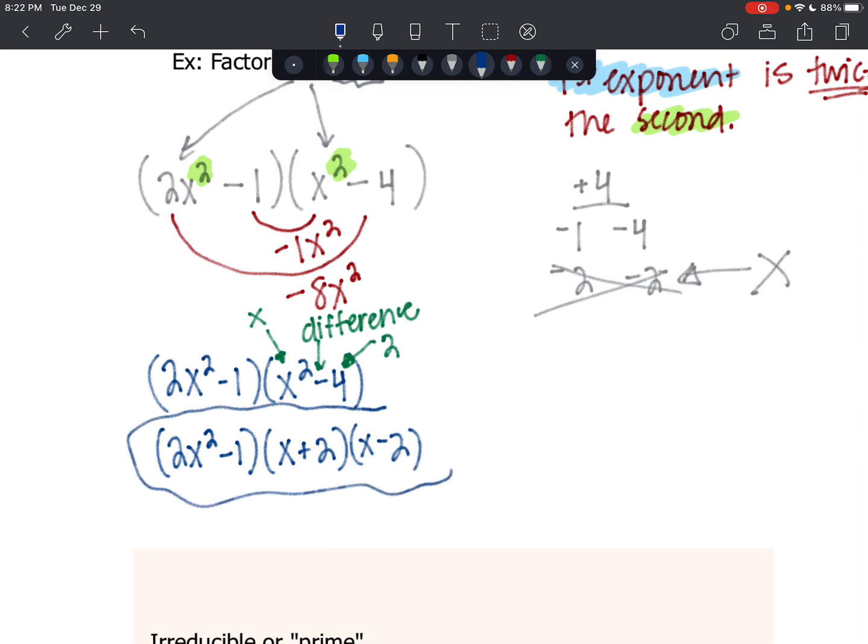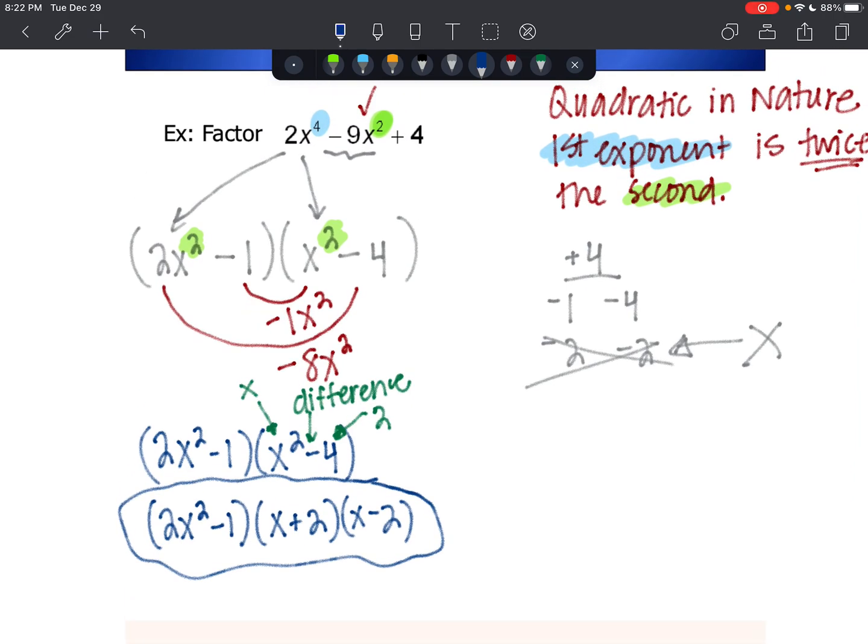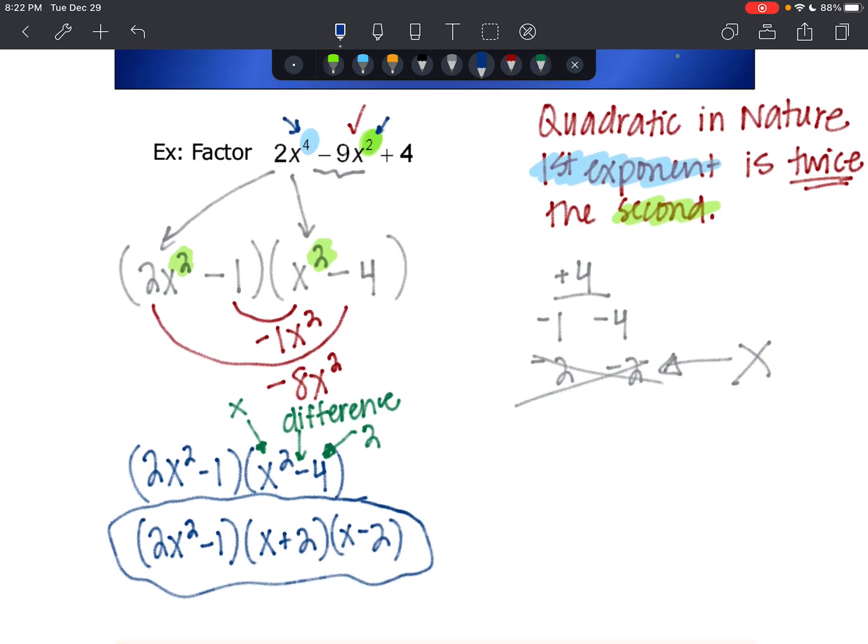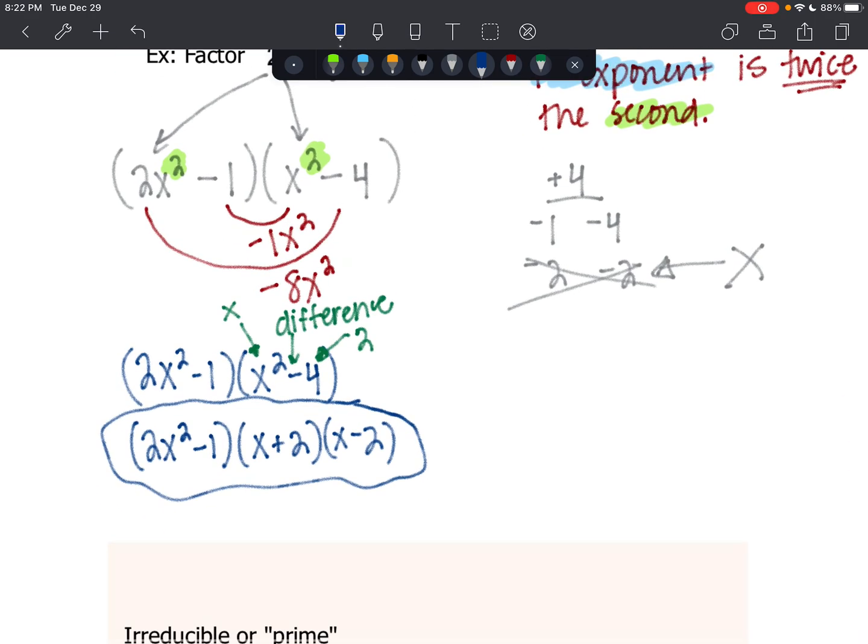So we always check to make sure that we have factored completely. You want to always check your binomials and make sure that they can't be further factored, most especially when you have higher degree, when you have this quadratic in nature going on.